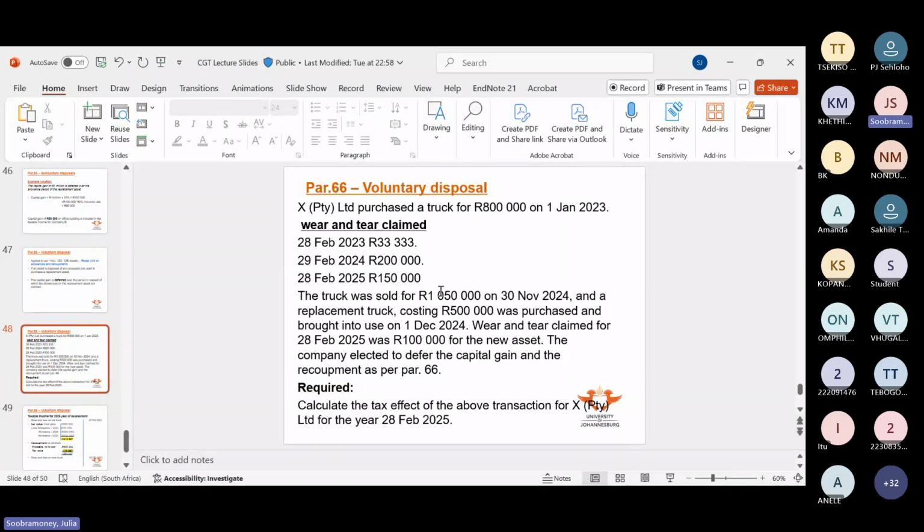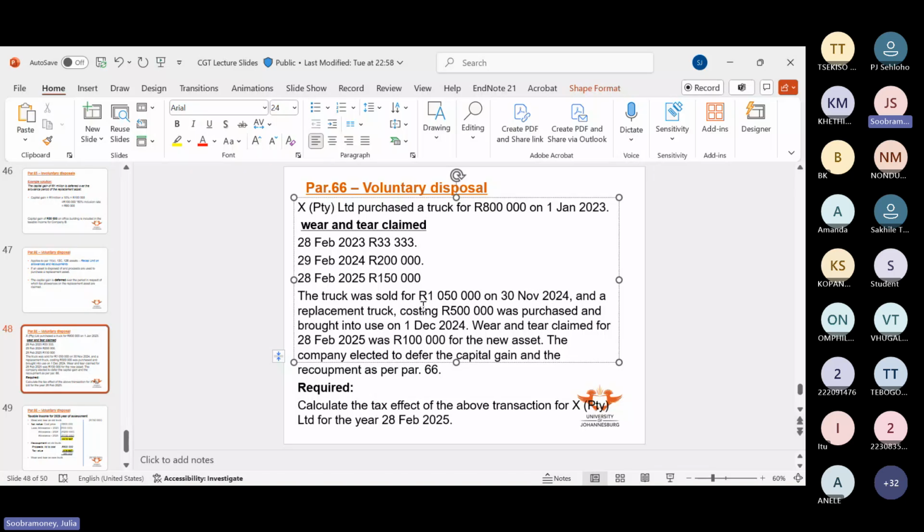Now, students in general, you would have to calculate this. I just want to show you the framework and how we calculate. That is why I'm giving you the amounts for now. The truck was sold for $1,050,000 on the 30th of November 2024. So everyone happy, this truck was sold during this year of assessment, right? We're working 2025, 28 Feb 2025. So therefore, the sale happened during this year.